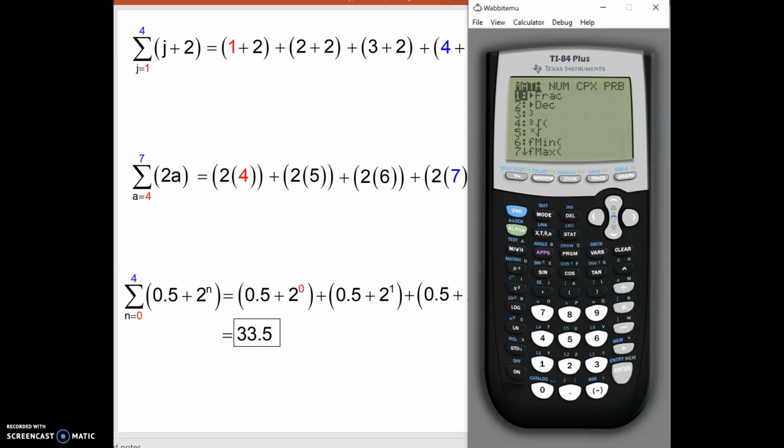Okay, we go to math, and now that I know that it's option 0, I could just hit 0. My variable is x, and my lower bound is 0. My upper bound is 4. And then in here I enter the equation, which is 0.5 plus 2 to the x. And I hit enter, and I get 33.5.